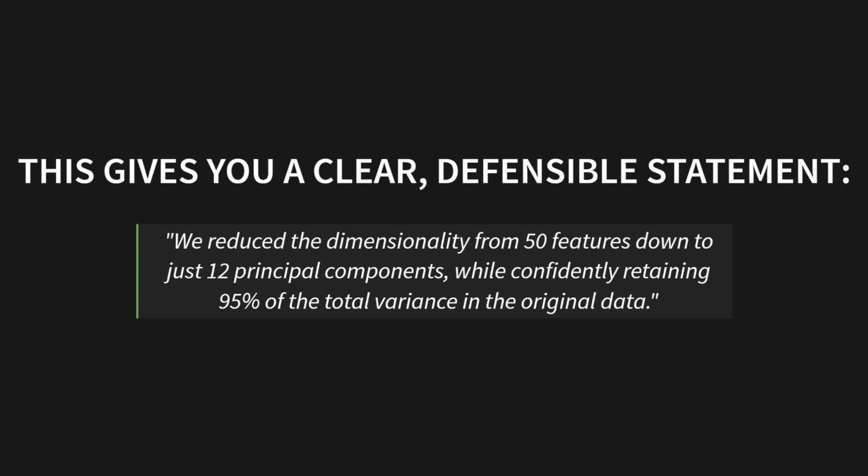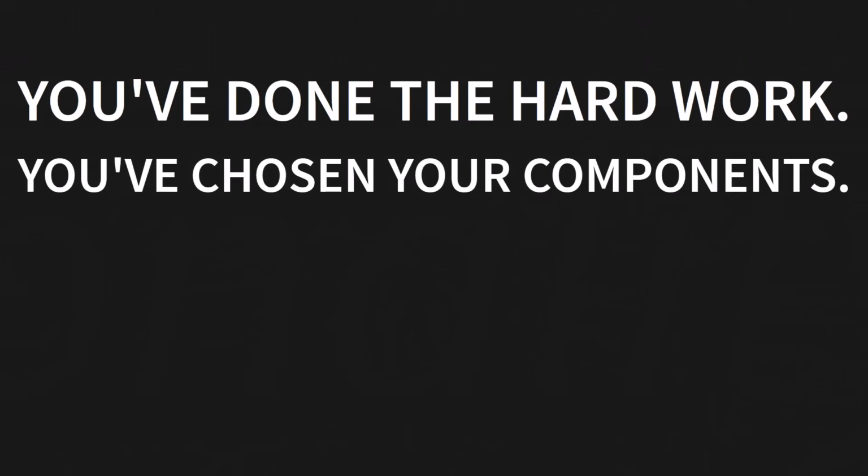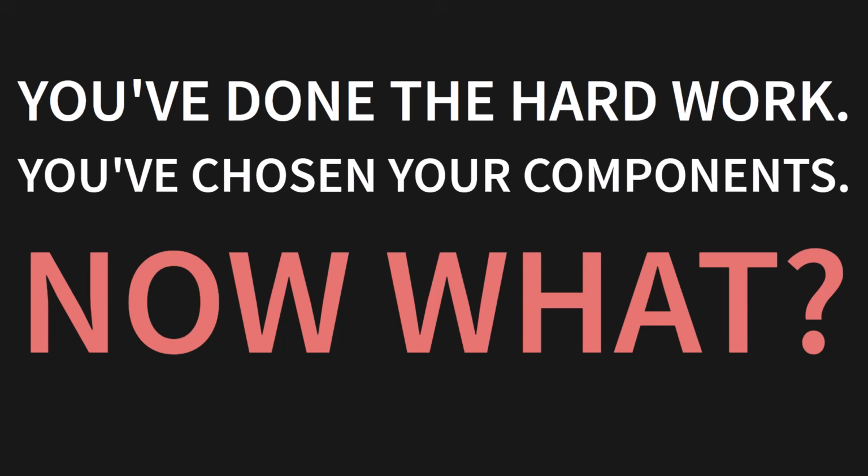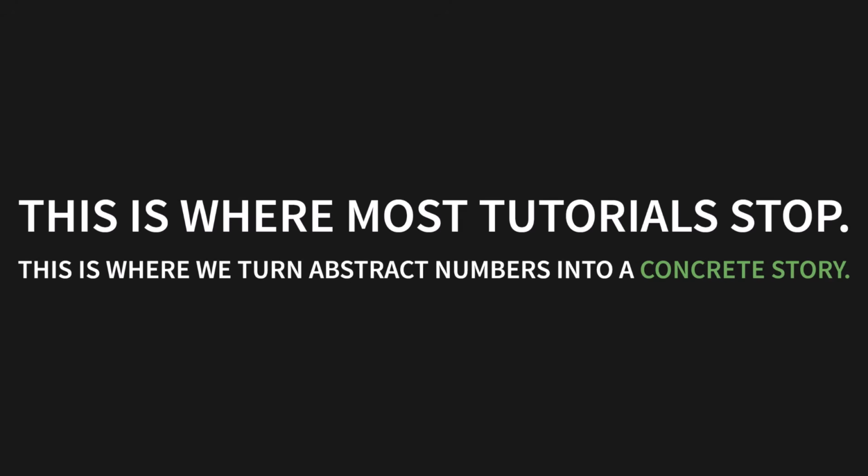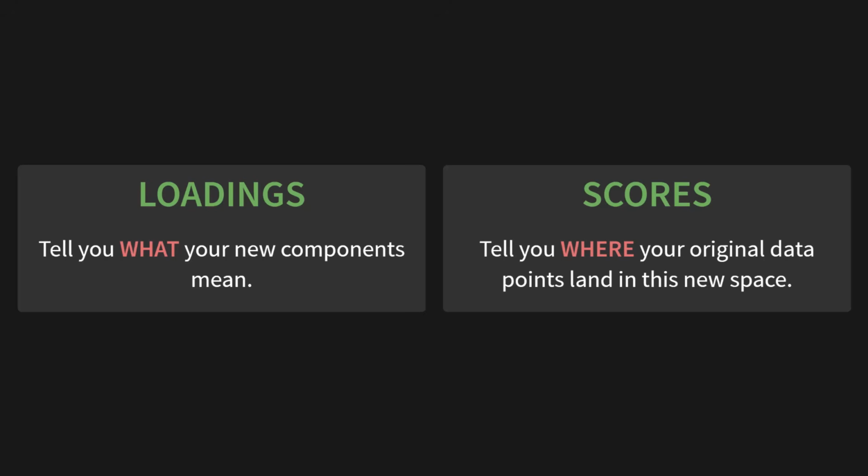All right, you've done the hard work. You've prepped the data. You've chosen your components. Now what? You have these abstract mathematical vectors. This is where most tutorials just stop. But this is where we turn abstract numbers into a concrete story. To do that, you need to understand 2 key outputs, loadings and scores.